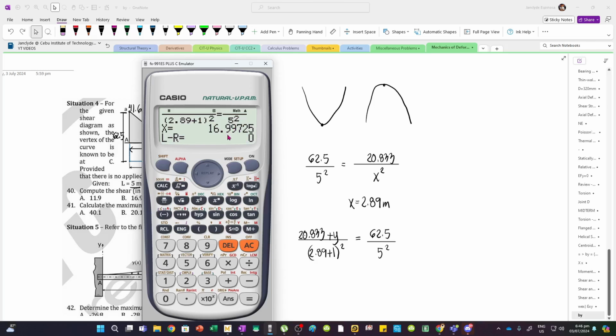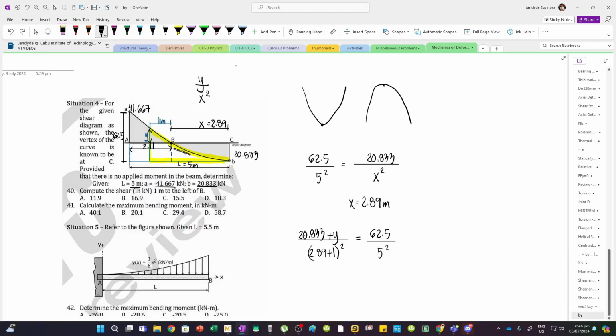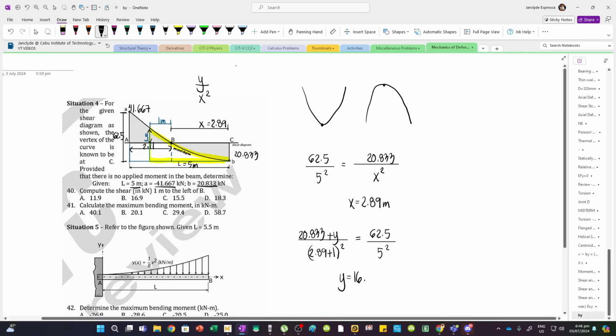So we have y equals 16.997 kN. This is now the shear value 1 meter to the left of B. So our answer will be letter B.